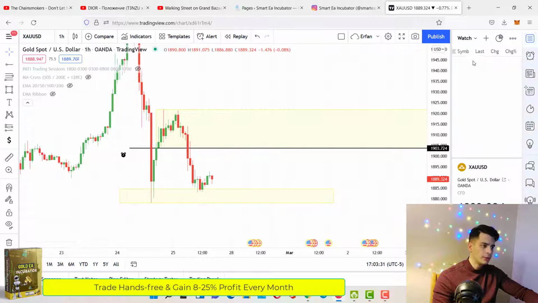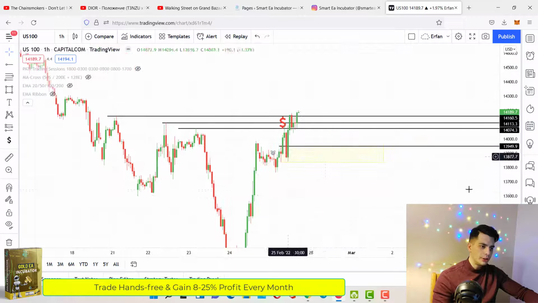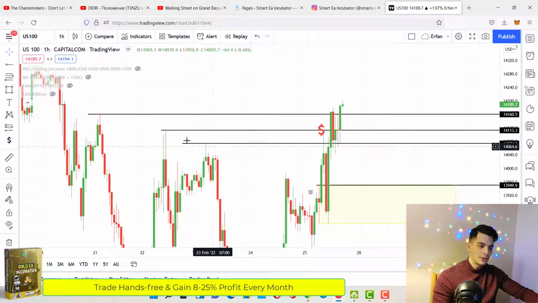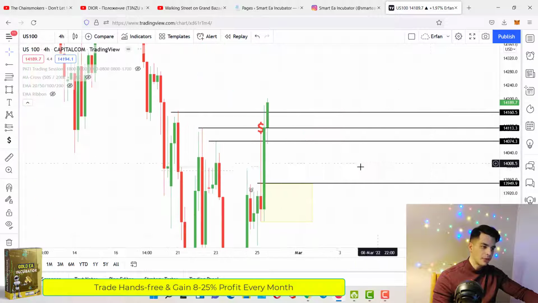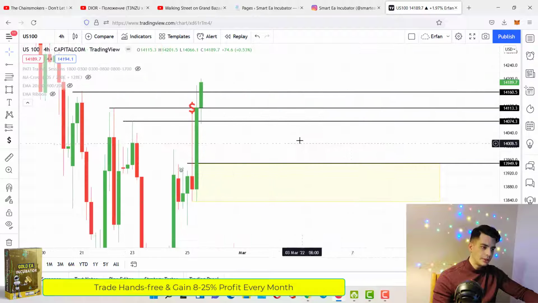So the last one, NAS100. NAS100 is also a very interesting one, and these are the lines that I personally drew last week, because we had so much liquidity here, and also so much liquidity here, and all of them have been grabbed. Literally all of them have been grabbed. And look at this, guys.